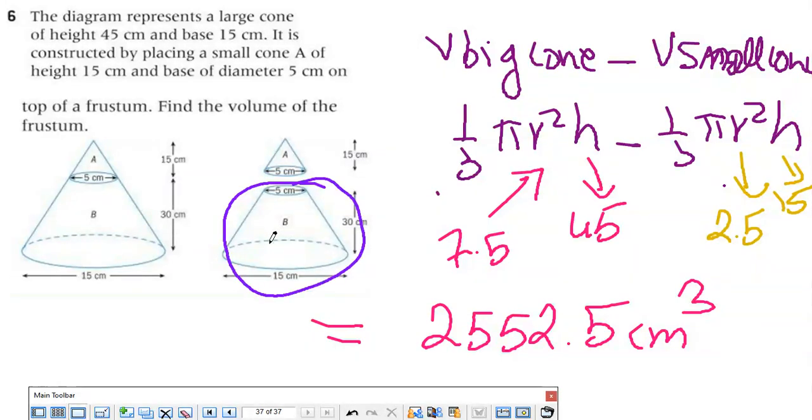So it's very easy. I'm removing the top from the whole cone. So what's still remaining? The volume of the big cone minus the volume of the small cone will give me the remaining part. What's the volume of a cone? It's 1 over 3 pi r squared h. The diameter is 15, so the radius is 7.5. The height of the big cone is 45. Now the small cone on top is pi, the radius is 2.5, the height is 15, and when I subtract, I will get the volume of the remaining part that I need.